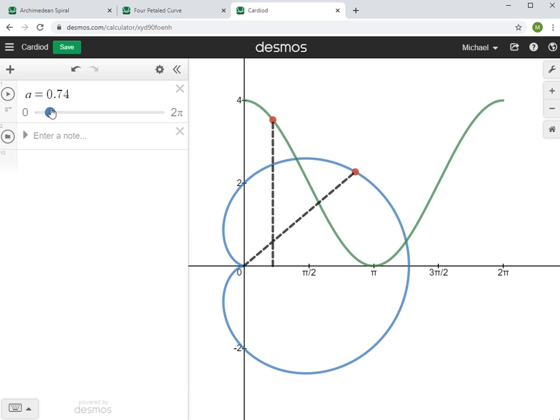As we rotate, again, this height on the green curve is telling us this radial distance from the origin out to our point on the blue polar curve. At pi, we see that distance shrinks to 0, and then we just unwind.